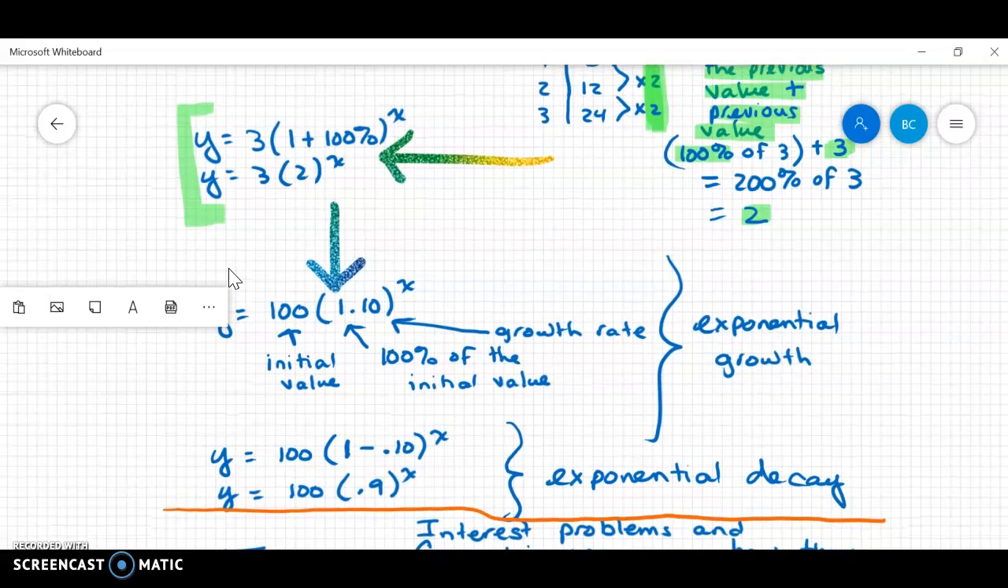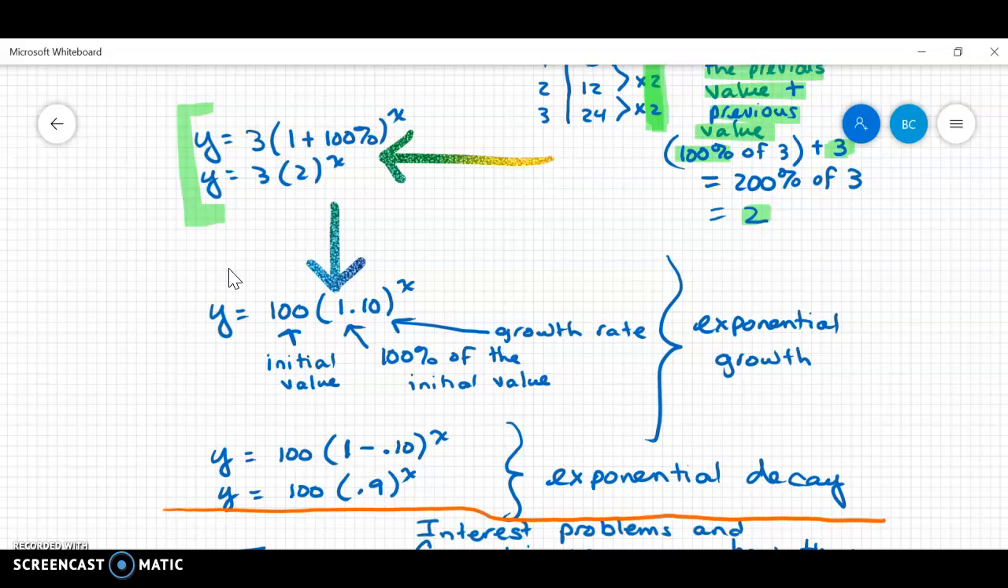where it's not 100%. So again, in real life situations, we often express it as a rate of growth. So I might start with $100 in the stock market. It's growing at 10% each year. So this 10% is my growth rate. But the 1 is 100% of the initial value. So I'm starting with 100 times 1. But I'm also multiplying it times 10% each time. So again, that's called my growth rate.